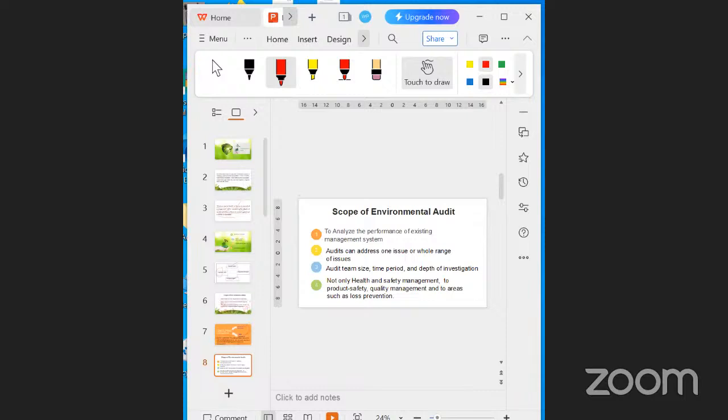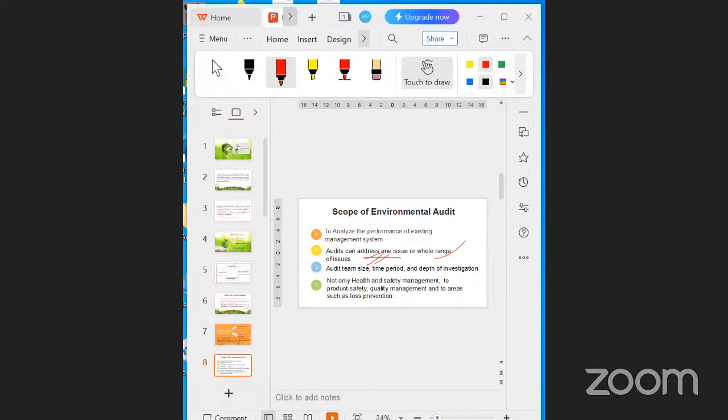Now we're going to the scope of the environmental audit. The prime aim of environmental audit is to analyze the performance of the existing management system. Depending upon the scope, audits can address one issue or a whole range of issues. And third one is the audit team: audit team size, time period, and depth of investigation. So it depends upon the scope of the audit.